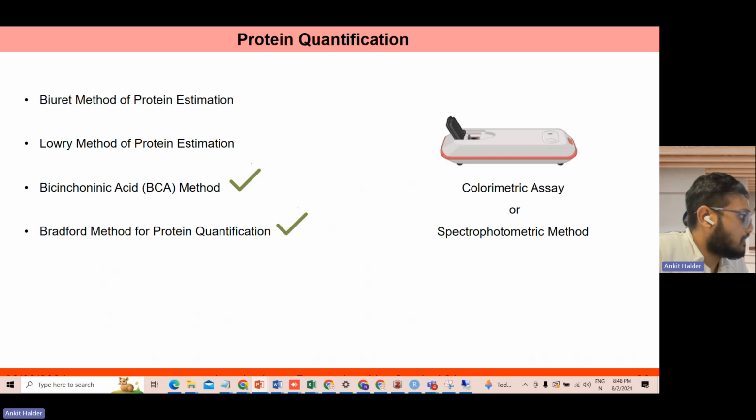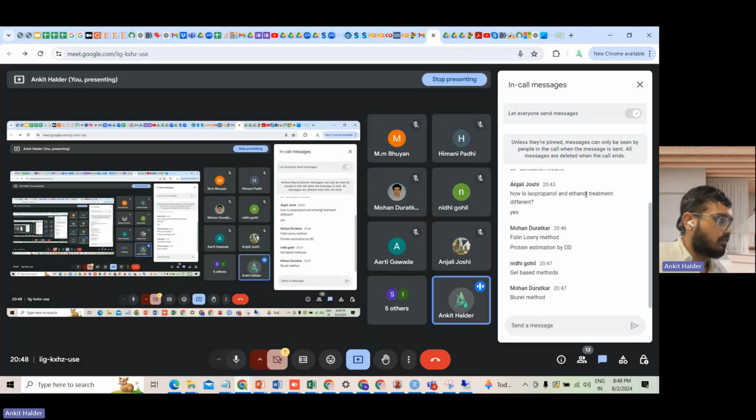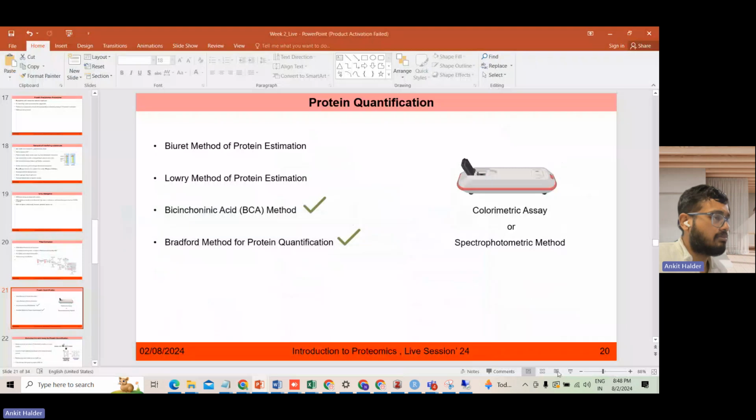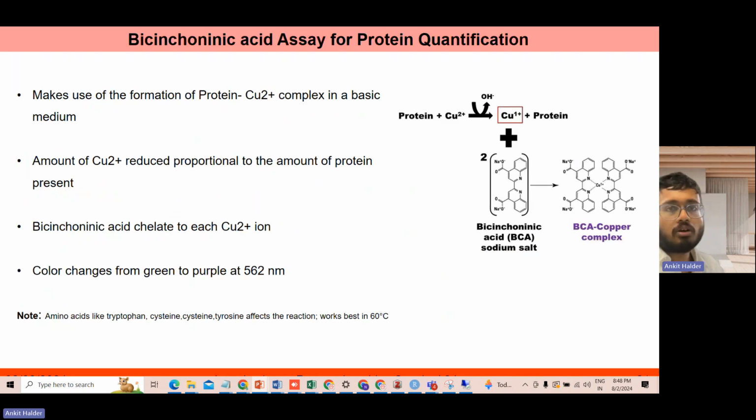One is the bicinchoninic acid assay method and the other is the Bradford method. I think in the lecture you have gone through the Bradford method, if I am not wrong. And we will also be looking into the BCA method. The mechanism is different, but the calculation and the approach towards the problem is the same. Okay. So the BCA assay for protein quantification.